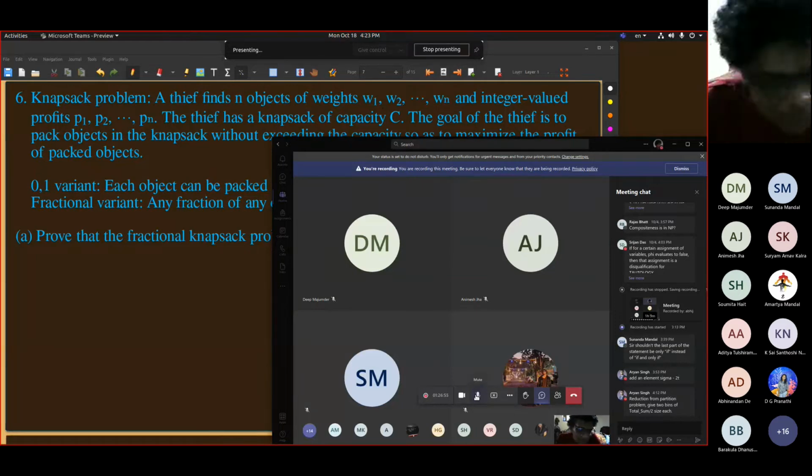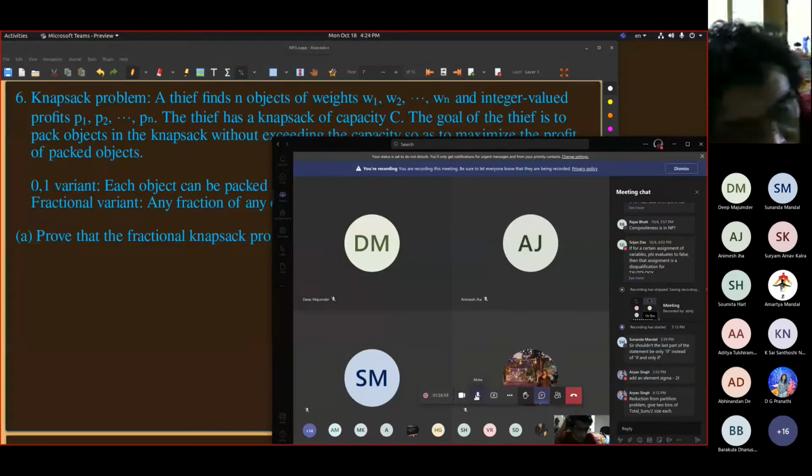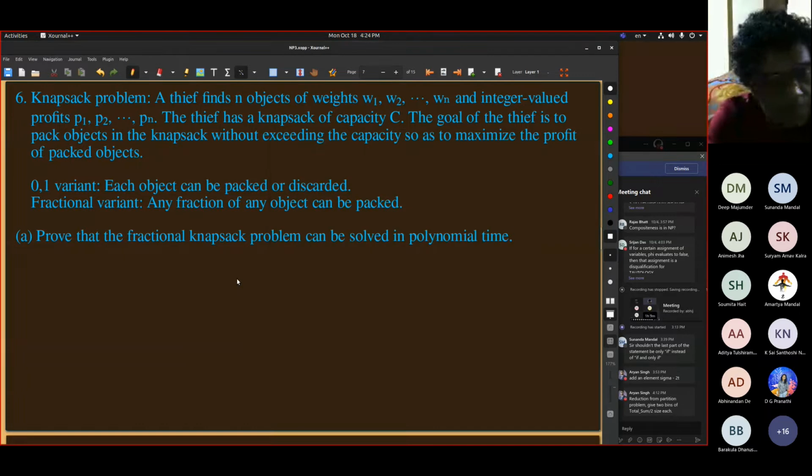I'm back. Let us solve the three parts one by one. What about the fractional knapsack problem? What is your suggestion? How to solve it in polynomial time? Greedy solution, choose the object with most profit.